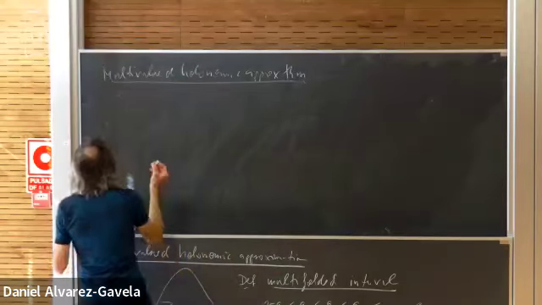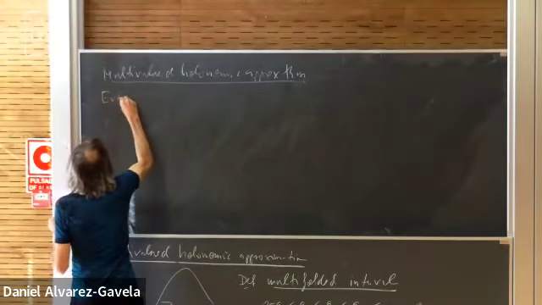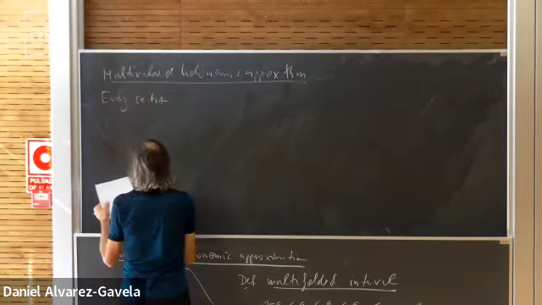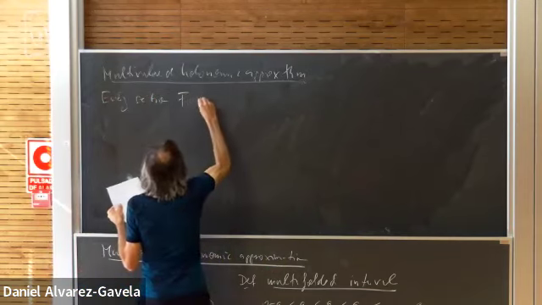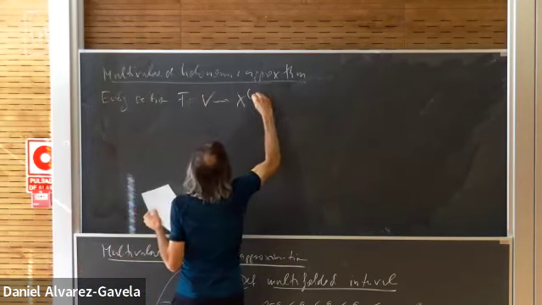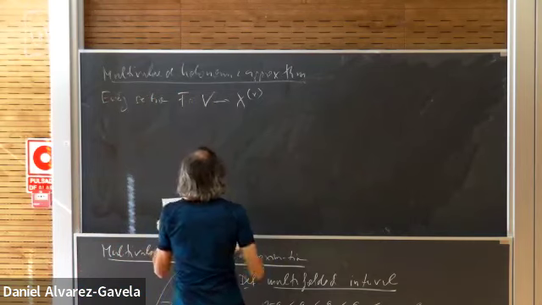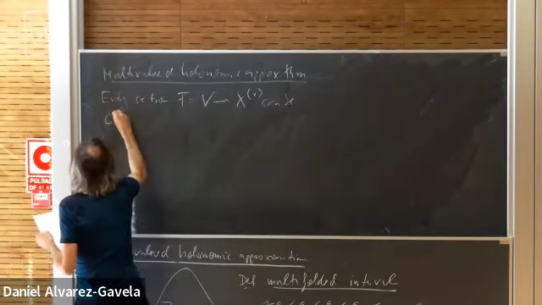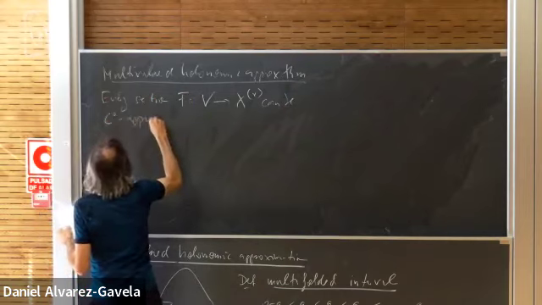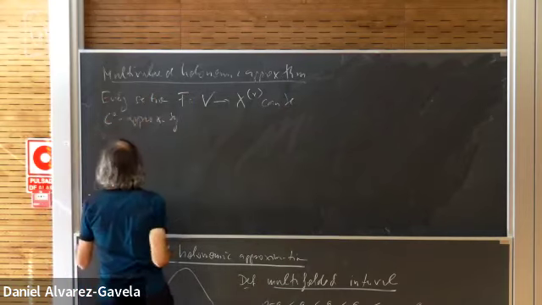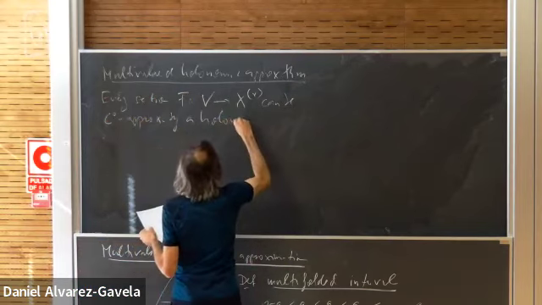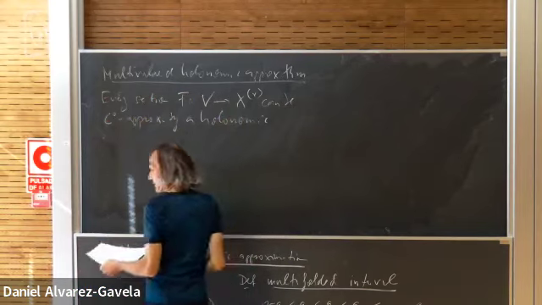So every section F of the RJ bundle can be C0 approximated by a holonomic multisection.